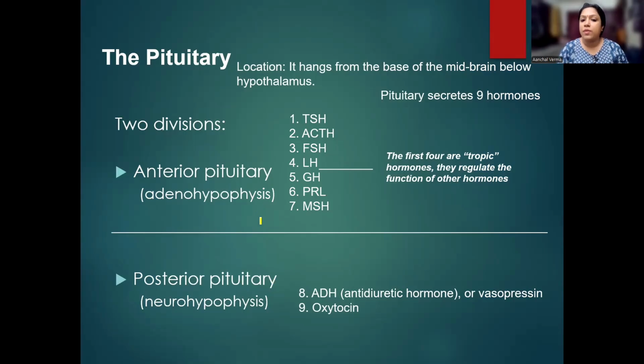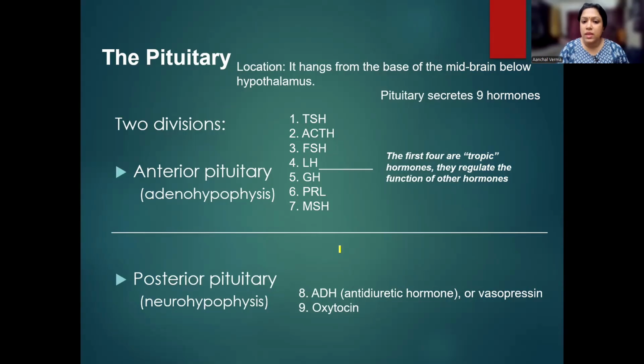So adenohypophysis, there are 7 hormones. TSH, ACTH, FSH, LH, GH, PRL, and MSH. Now, these are all short forms. Full form can be asked in the examination. Thyroid stimulating hormone, adrenocorticotropic hormone, follicle stimulating hormone, luteinizing hormone, growth hormone, prolactin, melanocyte stimulating hormone, antidiuretic hormone, oxytocin. Another name of ADH is vasopressin. Another name of oxytocin is pitocin. If you remember, fine. Otherwise, let's see.